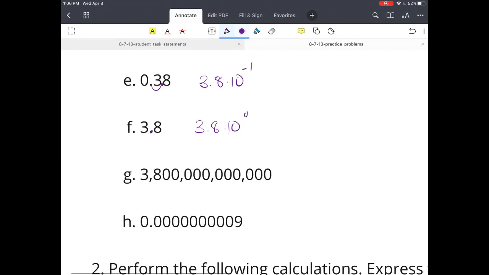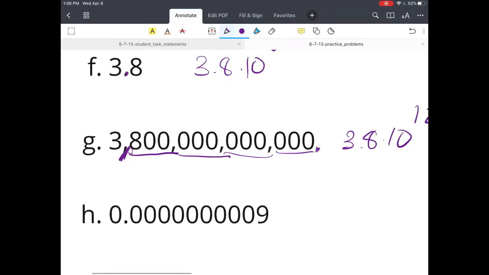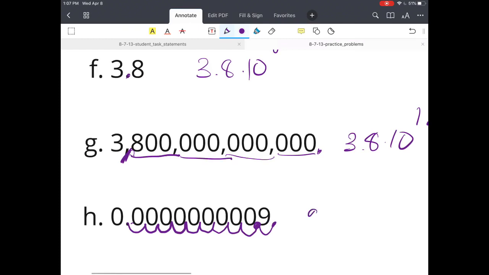And, well, okay. You know what? I'm not even going to count. I'm just going to do 3, 6, 9, 12, right? Because it's supposed to be here. So 3.8 times 10 to the 12th. And then this one, okay, we might have to count. 1, 2, 3, 4, 5, 6, 7, 8, 9, 10. That's going to be 9 times 10 to the negative 10.